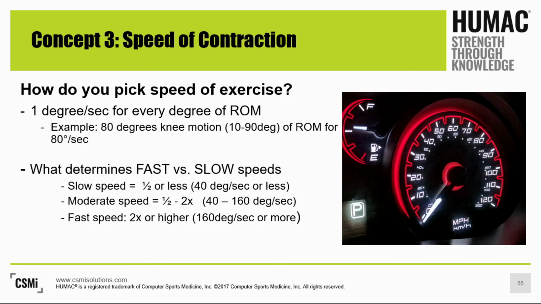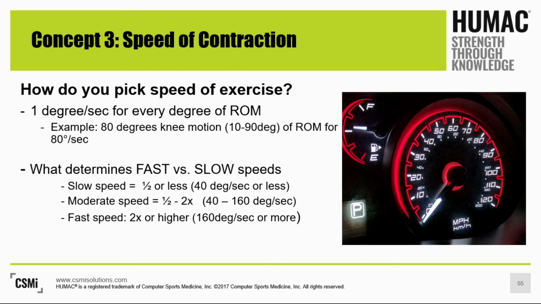How can we standardize our speeds, and how can we define them? What makes a speed slow, moderate, or fast? Well, what we like to do is relate everything to the range of motion in which the exercise is occurring. For example, if we use knee flexion extension to exercise the quad, and we're exercising the patient from 10 degrees of extension to 90 degrees of flexion, that gives us a total range of motion of 80 degrees.